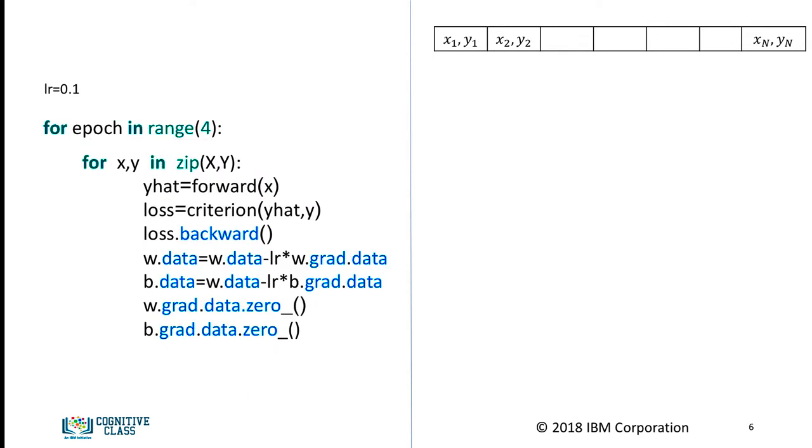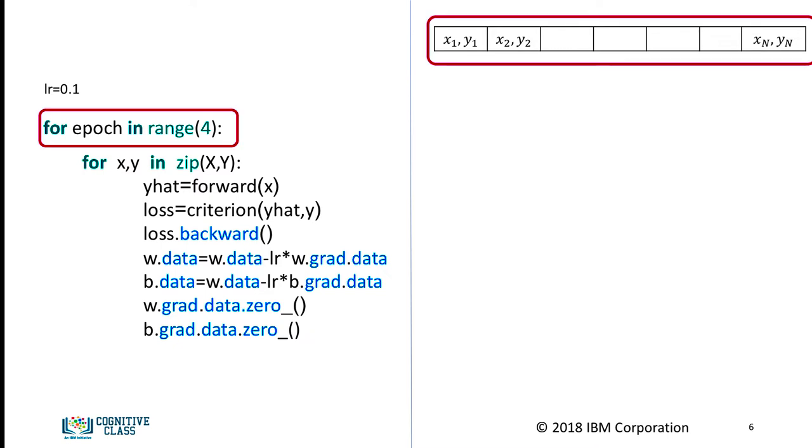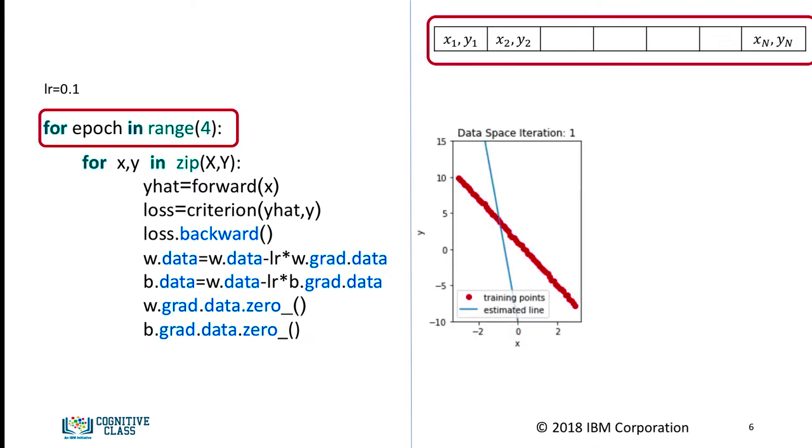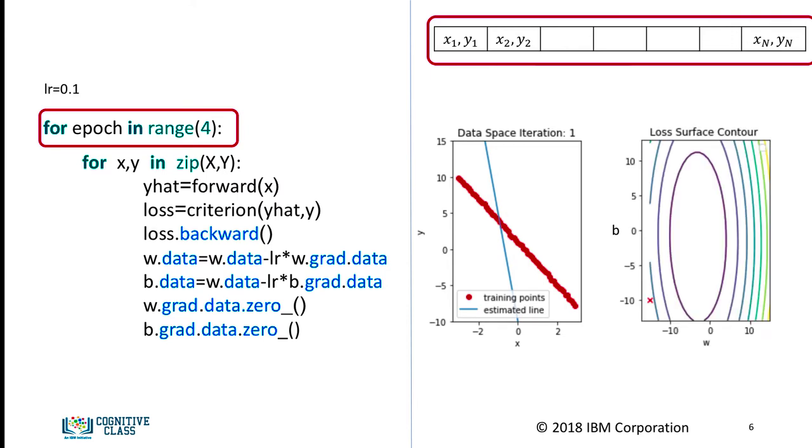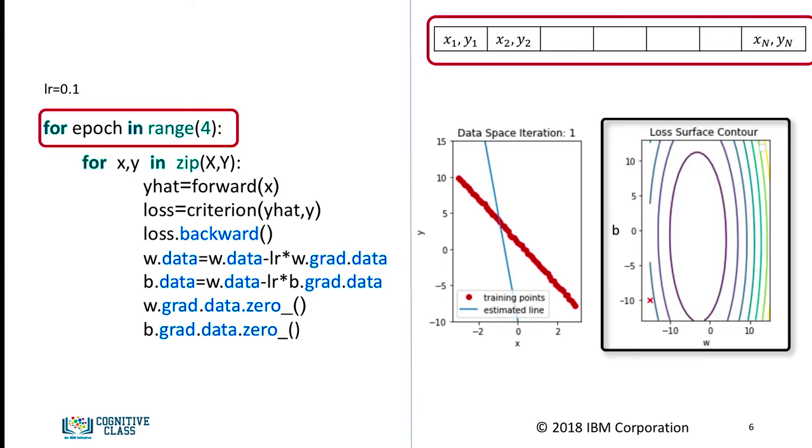So as before, we run through multiple epochs in this loop. And we'll also plot out the data space iterations, where the red points represent the training samples, and the blue point represents the actual generated line using the parameter values at that particular iteration. We'll also plot out the loss or total cost surface contours, and this will be our initial value.